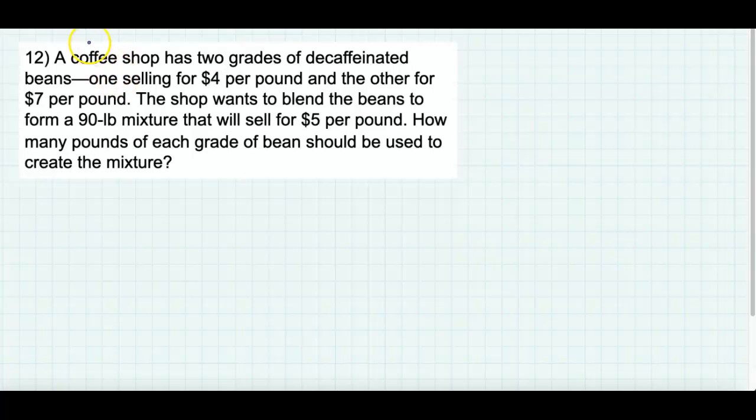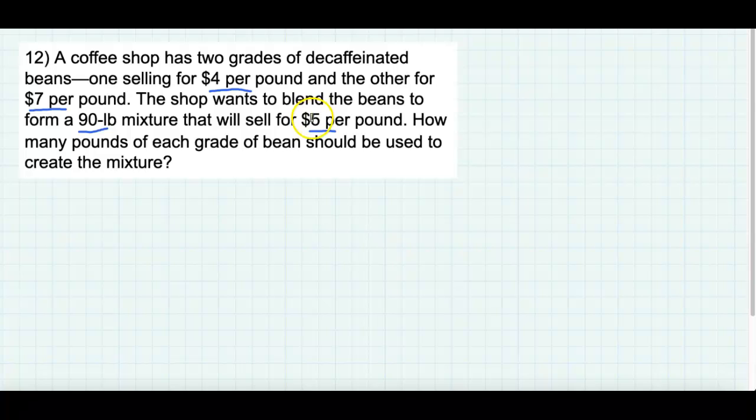All right, so got to read that problem. There are two different grades of decaffeinated beans, and one of them is only $4 per pound, and the other is $7 per pound, right? The shop wants to blend the beans to form a 90-pound mixture of the two that's worth $5 a pound. So we have to figure out how many pounds of each grade of bean should be used to make the mixture.